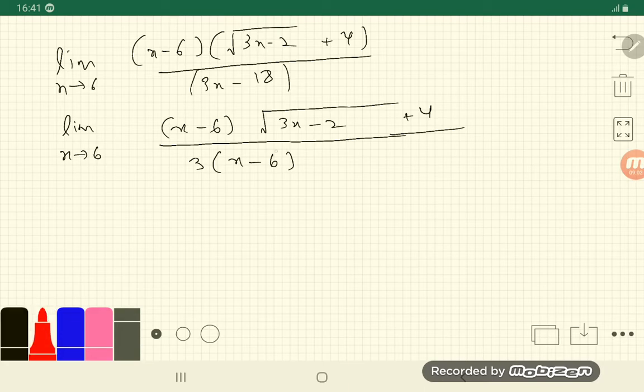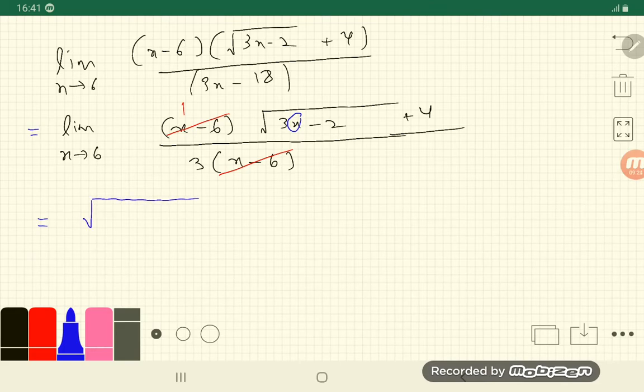And if you see here, you can actually try to cancel this part because you have the same value, so you are going to divide it, so it becomes 1 there. Then you can start to substitute the value of x, all the x that you have here, into 6. So you are going to get square root. So once you substitute the value, automatically no need to write limit.